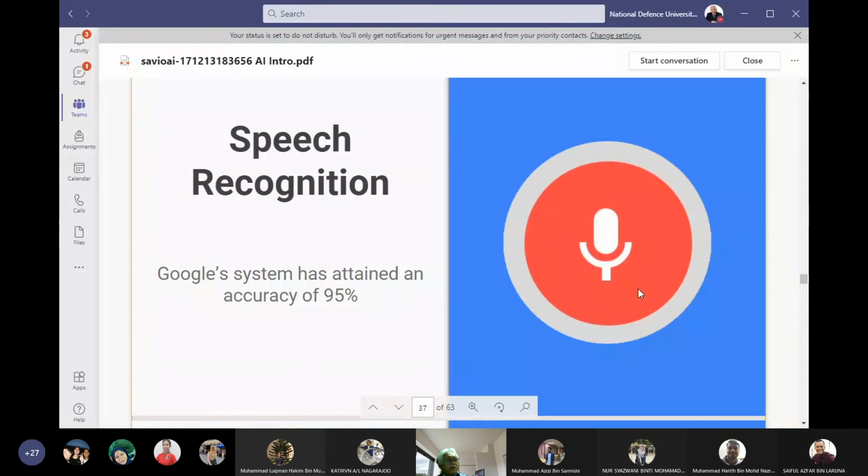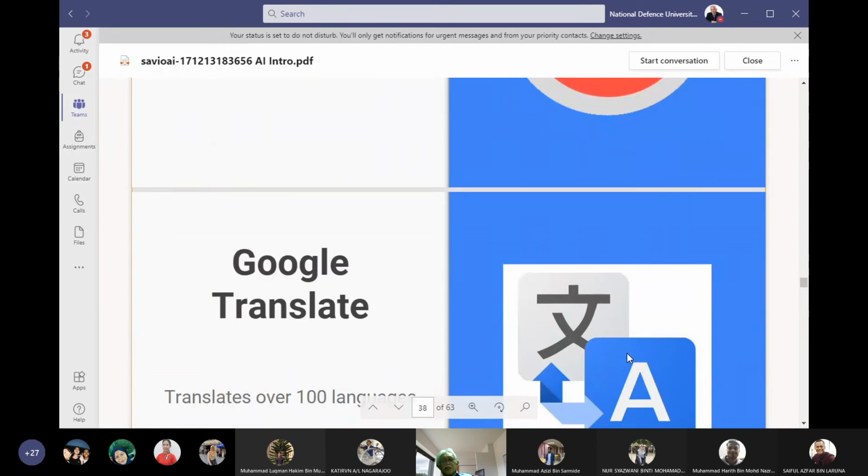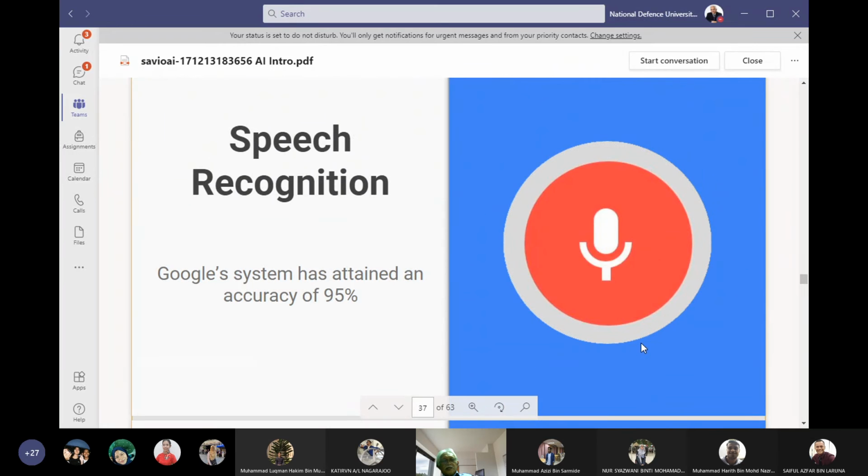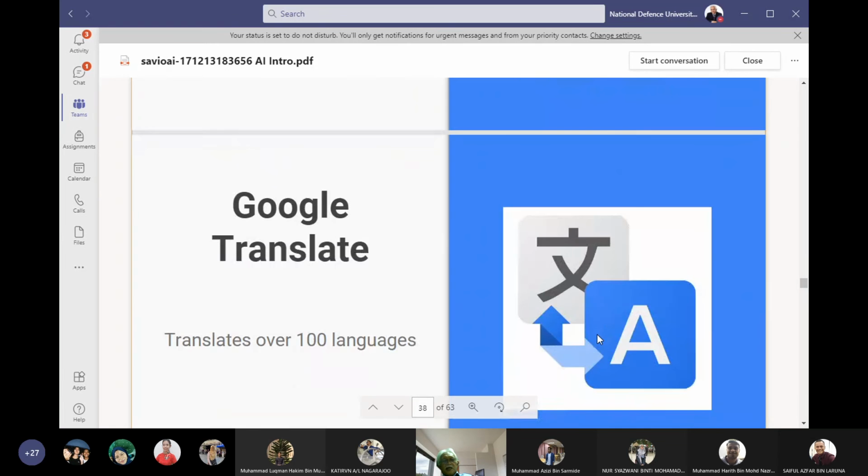Speech recognition, we taught it before. Yeah, Dr. Hassan tried to beat the Western people. He wants to have a robot called Mina, which can speak Malay. Mina stands for Malay, intelligent, something, humanoid. So it's a shame if we cannot produce any robot or any system which can understand Malay.